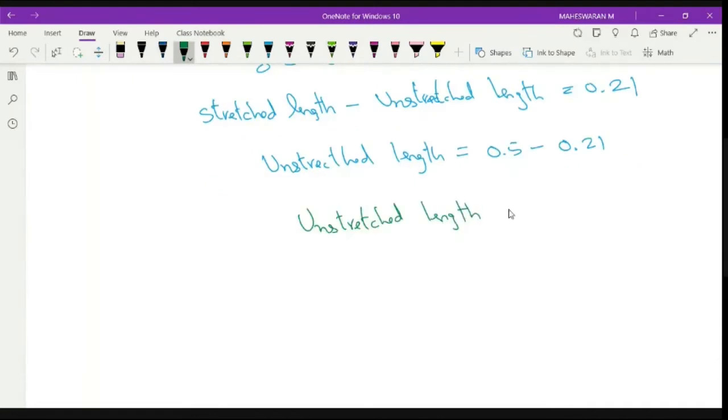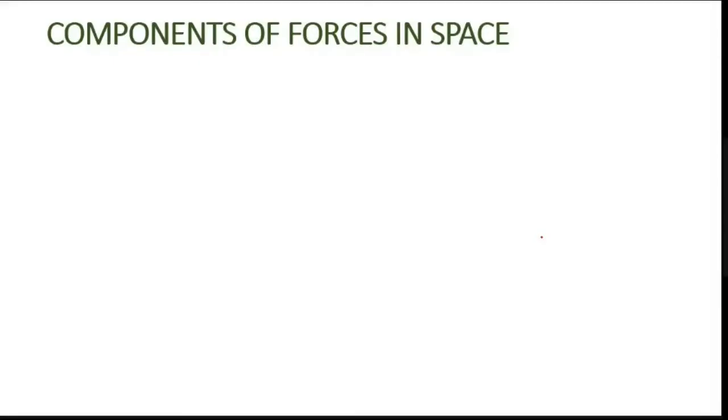So you are getting 0.29 meter. So that is the answer, right? Any doubt to this? Now we are going to discuss problems related to components in space.